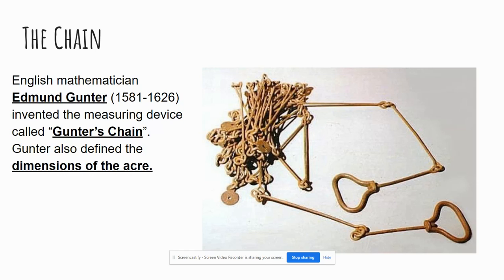The chain. One of the problems with using rope as a measuring tool is that the rope will stretch and can be altered with a knife. English mathematician Edmund Gunter invented a measuring device called Gunter's chain. The chain Gunter crafted is a series of small steel rods of fixed length joined together by loops on the ends. Using his chain as a standard reference for length, Gunter defined the dimensions of an acre.